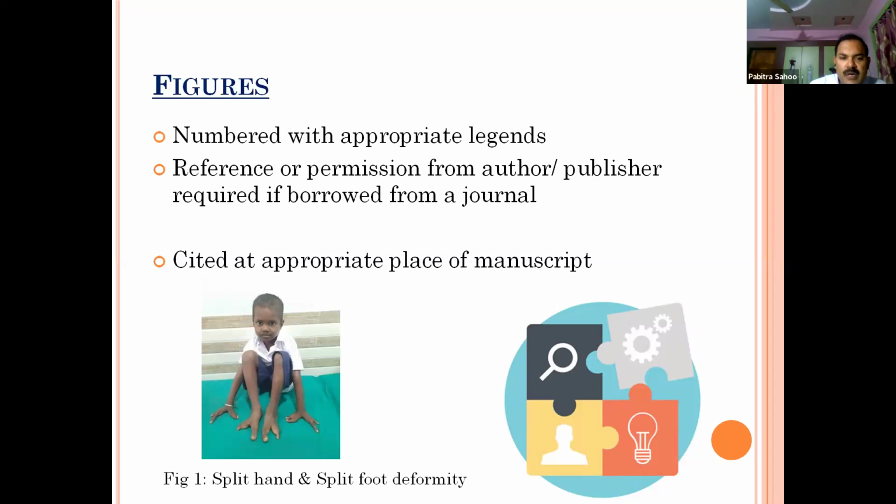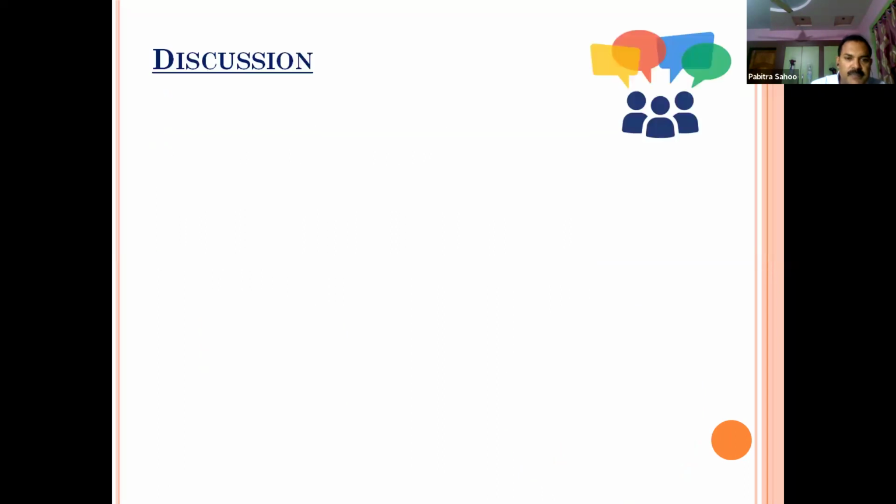Then the figures must be cited in an appropriate place in the script. It should not be haphazard; it must be sequential. The next part is the discussion. This discussion is the important part that really requires your in-depth knowledge in writing your script.